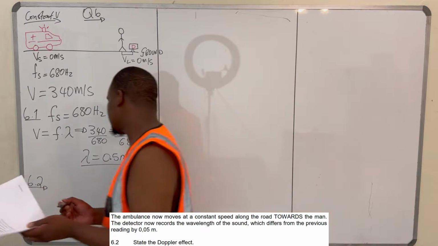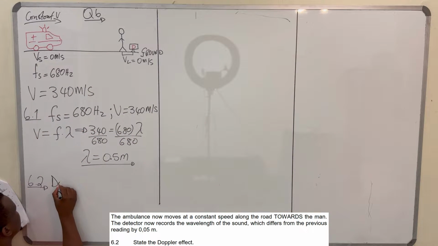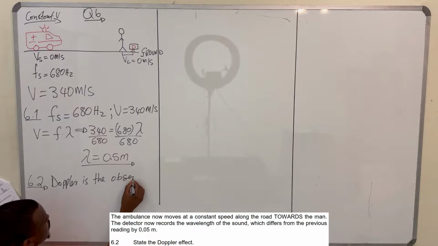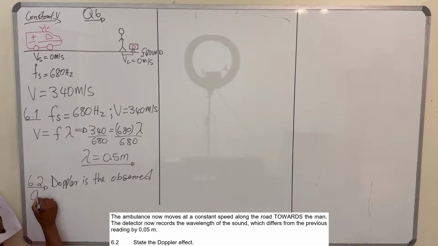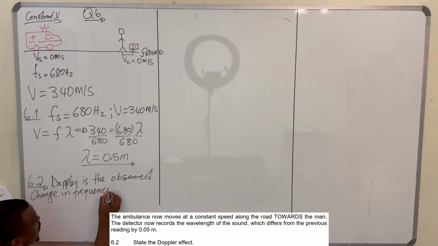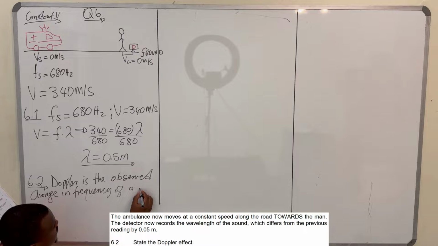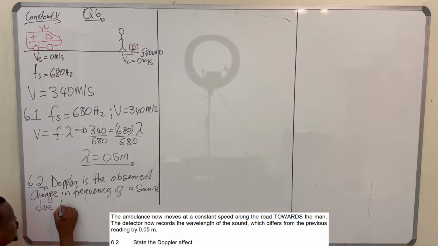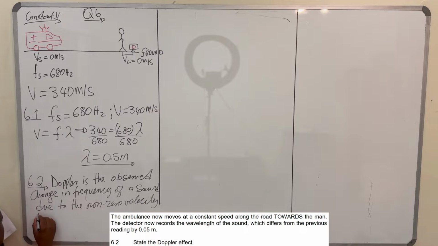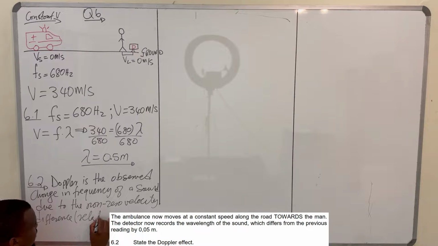So let's write it down. I'll say the Doppler effect is the observed change in frequency of a sound due to the non-zero velocity difference, which is what they called relative velocity.